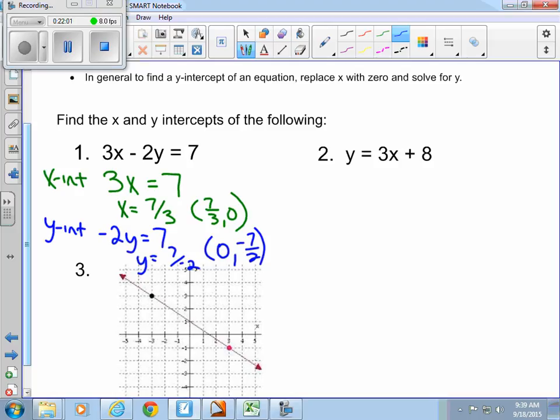If I see an equation in this format, the y-intercept, I'm just going to answer it, right?